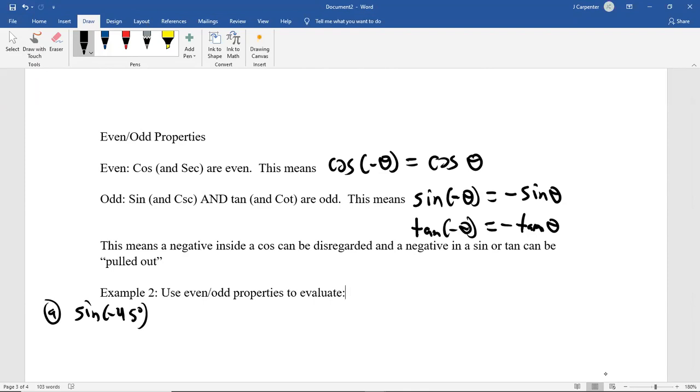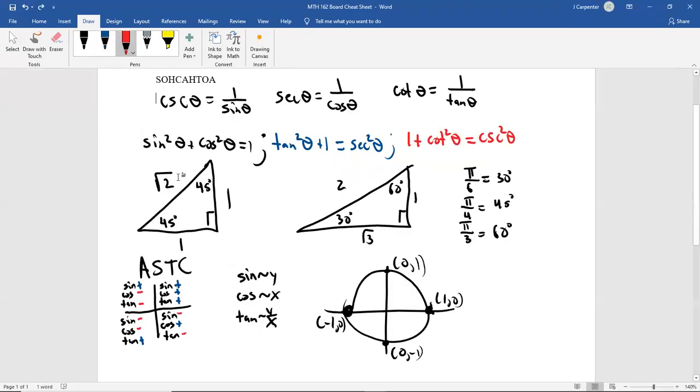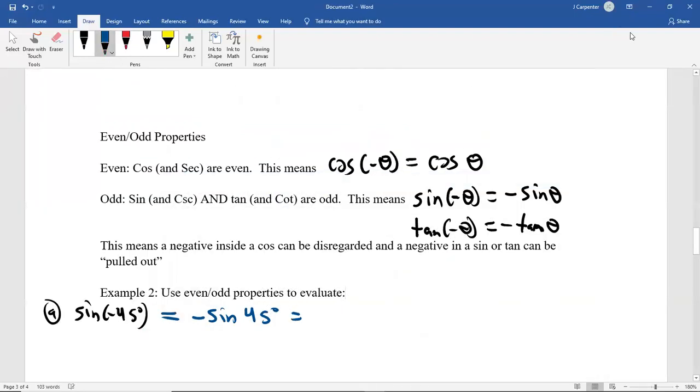Well, the alternative way of doing this is just saying, all right, sine's odd, so a negative can be pulled out. Just do this. And then you can go, okay, 45 degrees. Well, that's this triangle right here. You can redraw it, 1, 1, square root of 2. So the sine is opposite 1 over hypotenuse square root of 2. This will be negative 1 over square root of 2, which has to be rationalized, giving us an answer of negative square root of 2 over 2 after you finish that up.